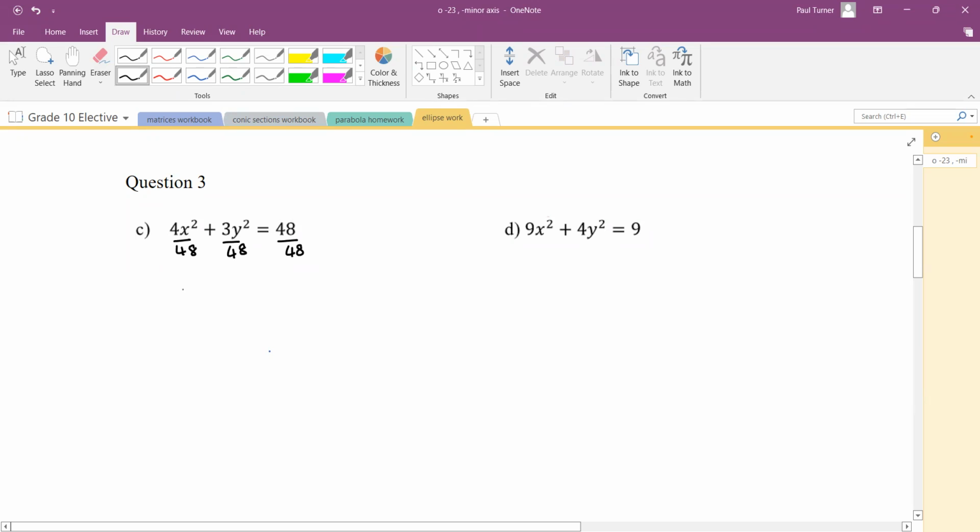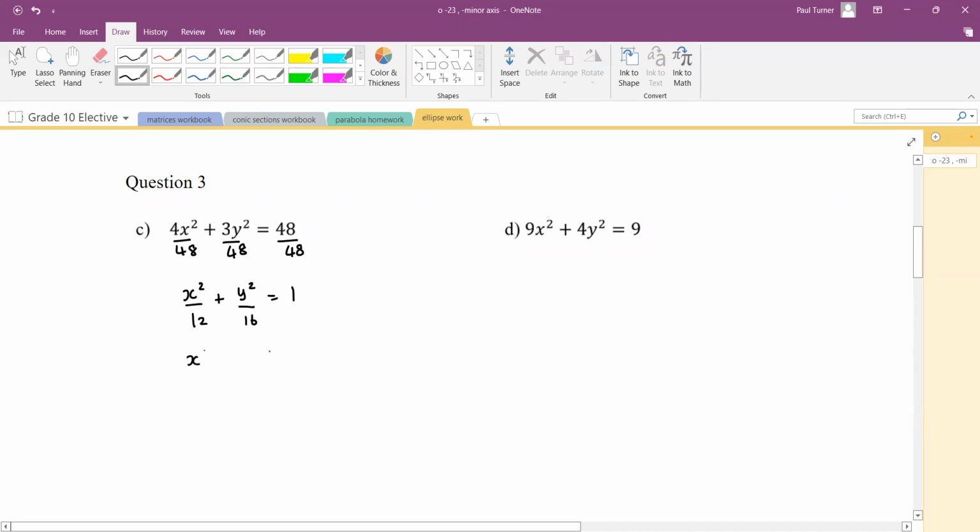So 4 into 48, that's going to be 1 on 12, isn't it? So this is x squared on 12 plus 3, 16. That will be y squared on 16 equals 1. So the next step is I want to think about what a and b are from our standard form. So we'll turn the denominators here into numbers to power 2.